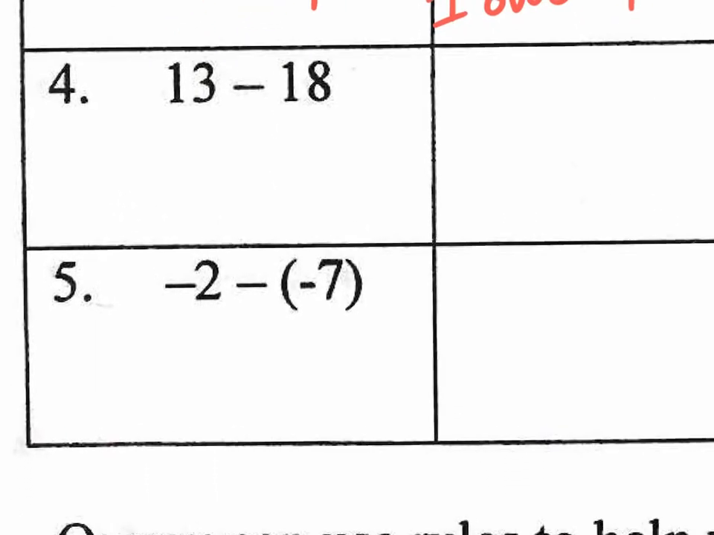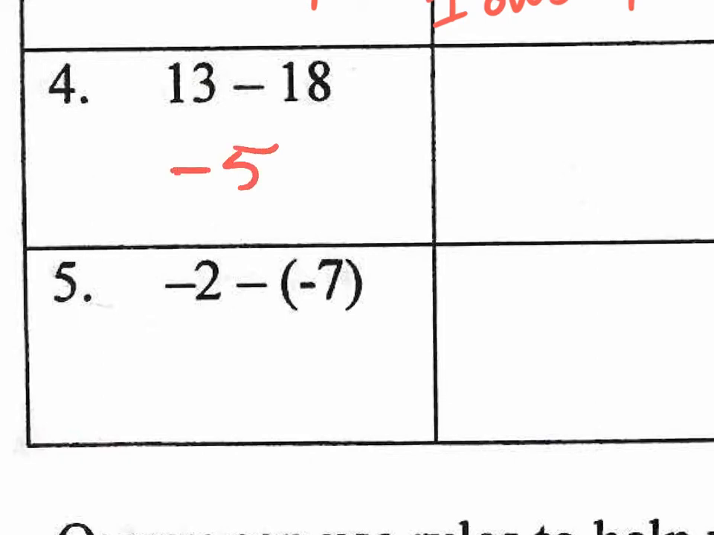Moving on, number 4. 13 minus 18. So, what does 13 mean? You have or you owe? You have 13. What does negative or minus 18 mean? You owe. So you have $13. You owe $18. We end up owing $5. So you put a negative 5 as an answer.